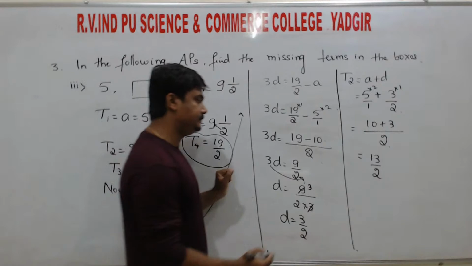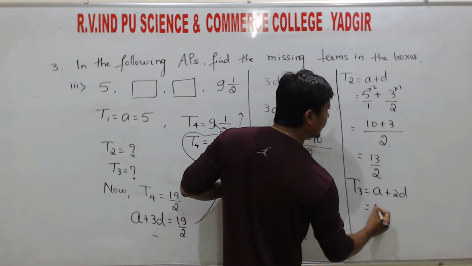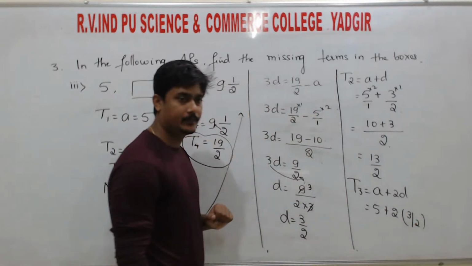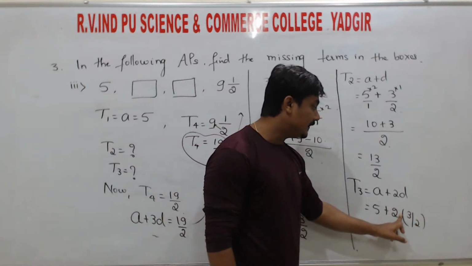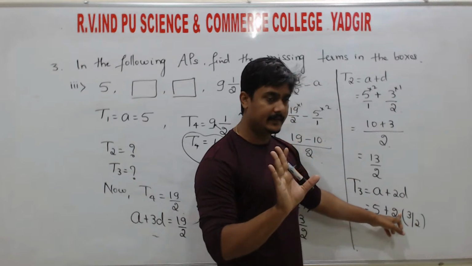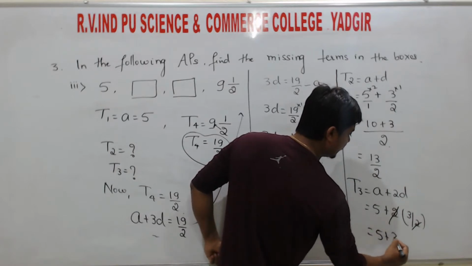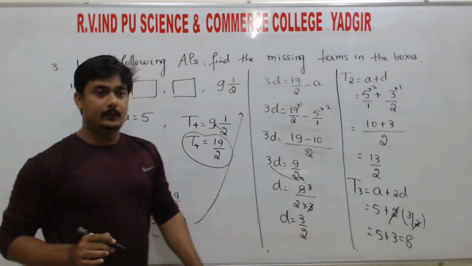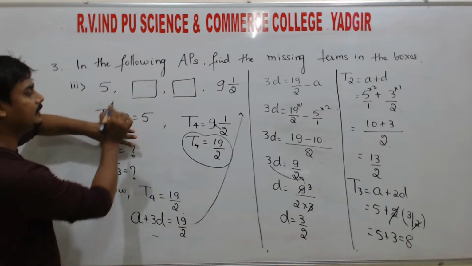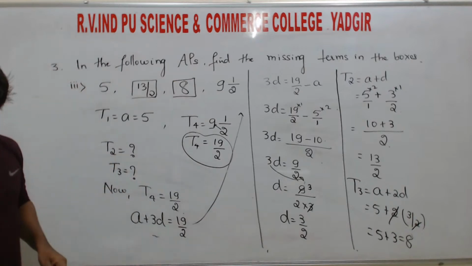Next I want T3. The T3 formula is A plus 2D. The A value is 5 plus 2 into the D value, 3 divided by 2. I don't say here that we will take the LCM. No. When we add or subtract fractions, we go for the LCM. Otherwise, direct cancellation. So 2 and 2 cancel out. This is 5 plus 3. 5 plus 3 is equal to 8. So finally we came to know that the missing term T2 is our 13 by 2 and the missing term T3 is our 8. This is the solution. Okay.